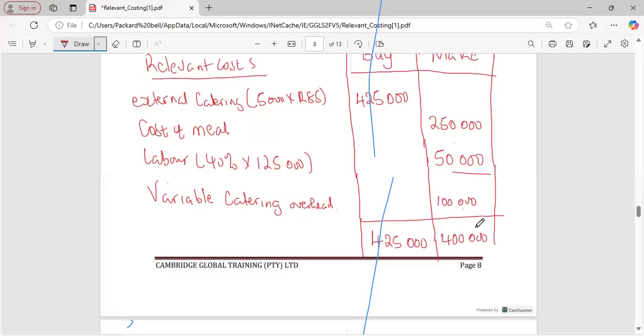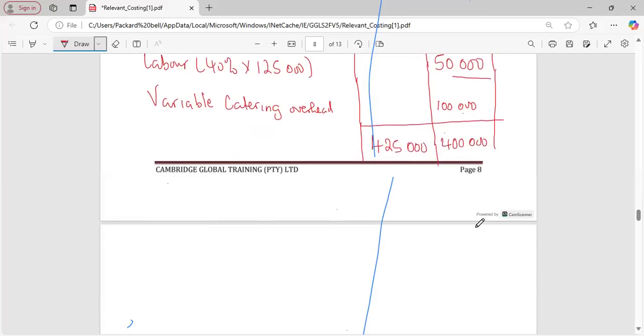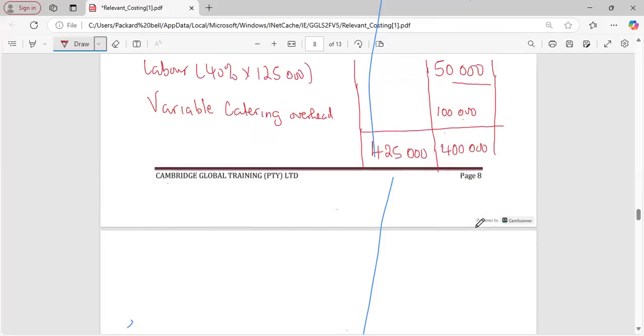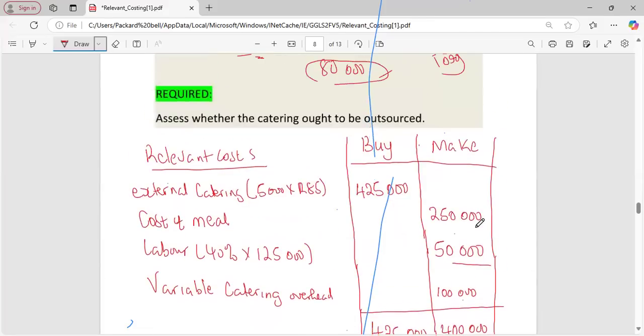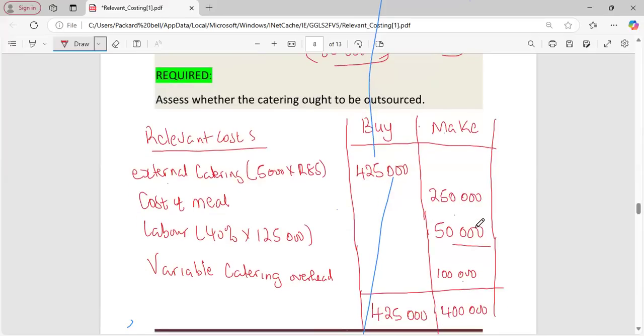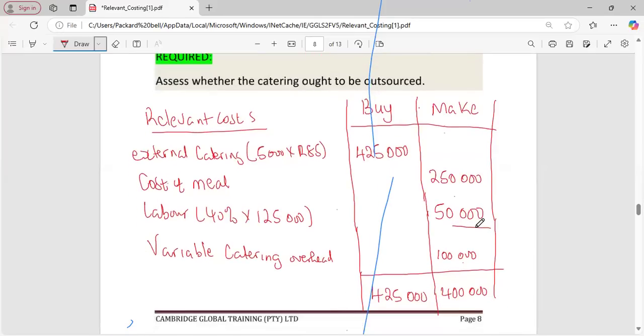So what are we going to do here? Are we going to accept the order or not? Are we going to make or buy? Based on our figures, quantitative factors. Are we going to make or buy? Are you guys there? What are we going to do here? Are we going to make or buy? I think we're going to make.